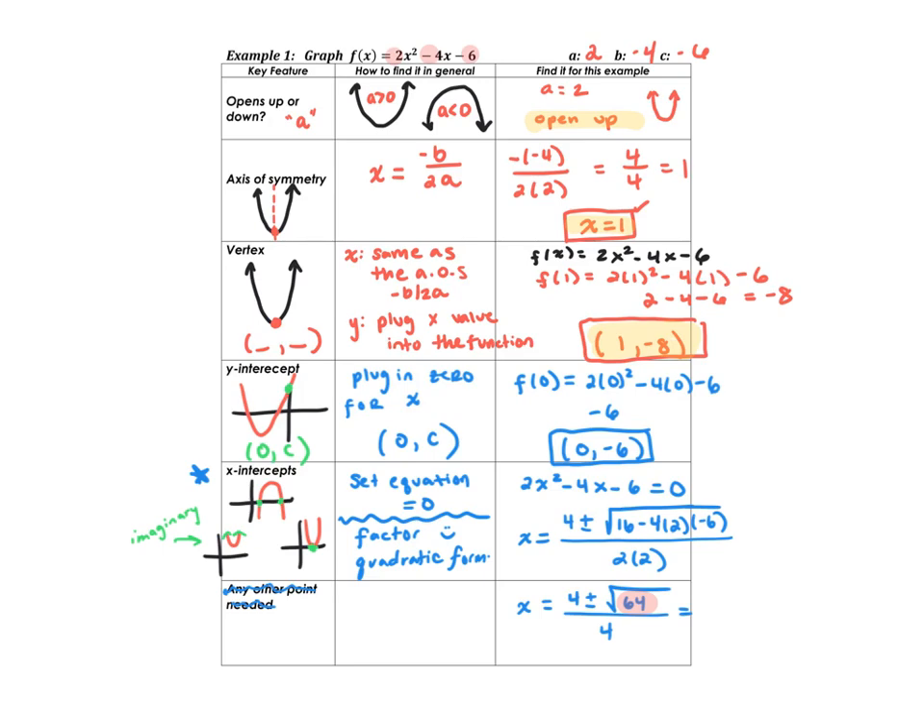So then I have 4 plus or minus 8 over 4, and I can actually get those numbers. So 4 plus 8 over 4, which is 12 over 4, or 3, and 4 minus 8, so negative 4 over 4, which is negative 1.